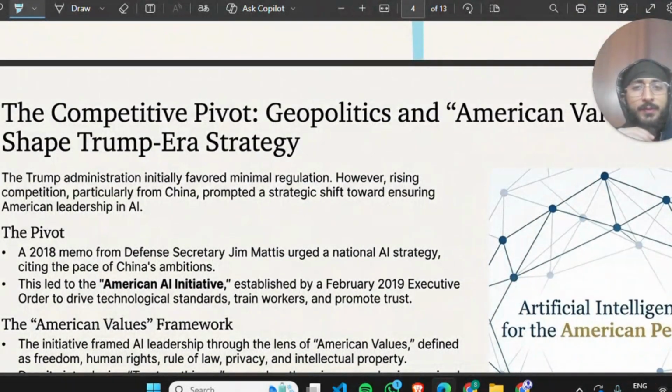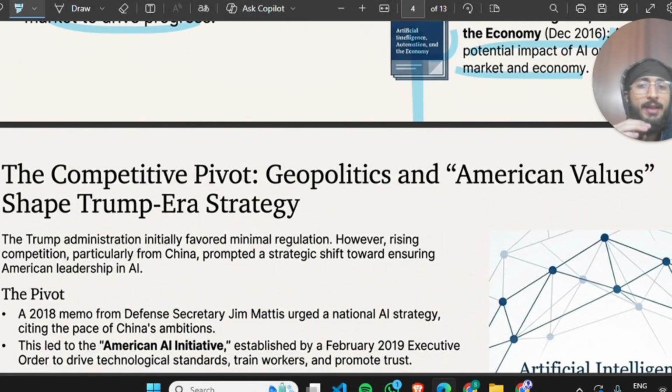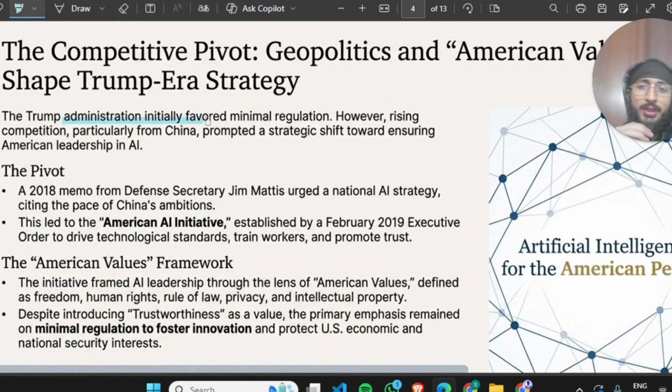Now, the competitive pivot: geopolitics and American values shaped the Trump-era strategy. The Trump administration initially favored minimal regulation. However, rising competition, particularly from China, prompted a strategic shift towards ensuring American leadership in AI. The pivot: a 2018 memo from Defense Secretary Jim Mattis urged a national AI strategy, citing the pace of China's ambitions. This led to the American AI Initiative, established by a February 2019 executive order to drive technological standards, train workers, and promote trust.